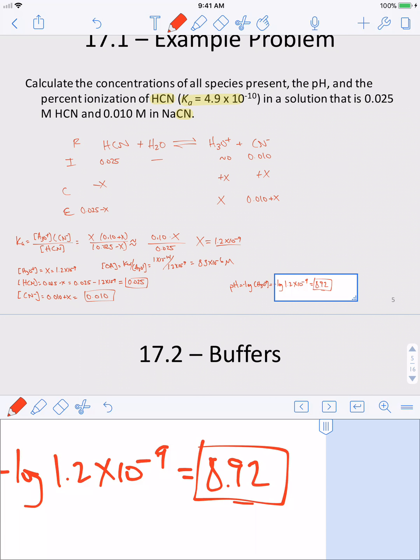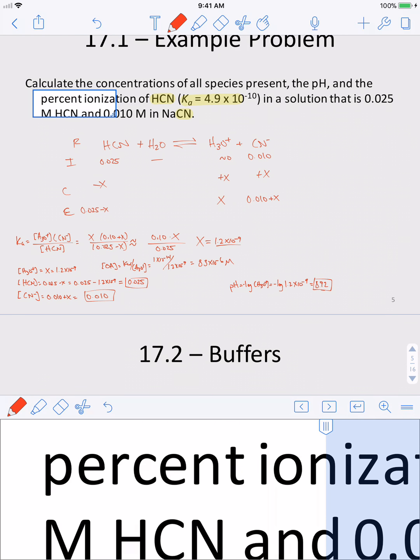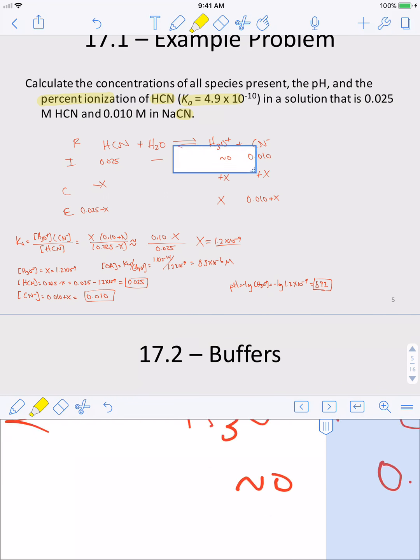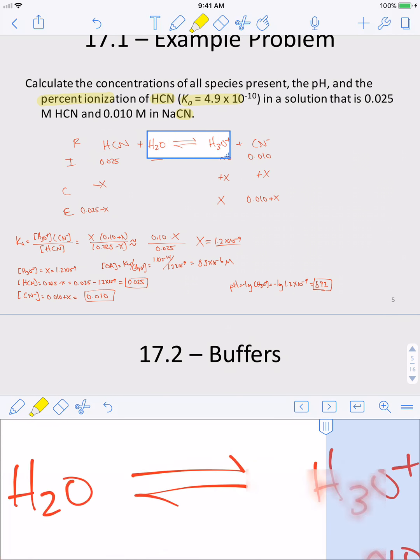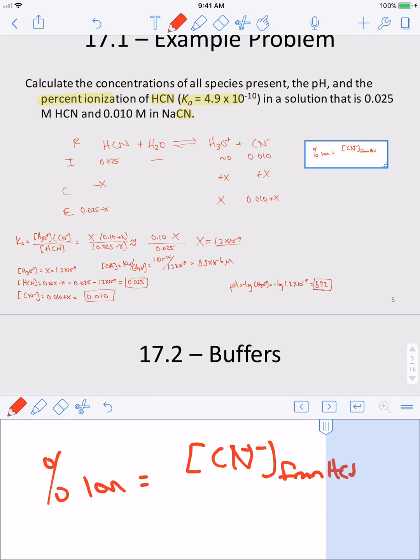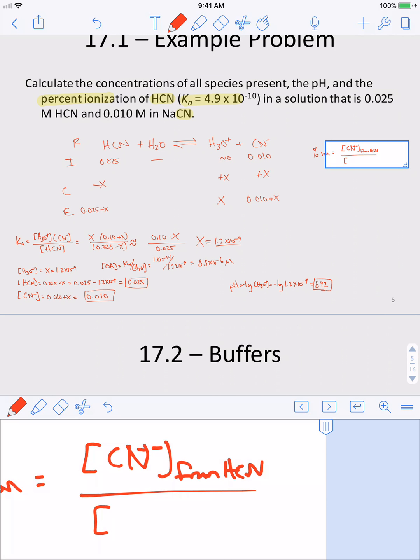And it also says percent ionization here, so we have to figure out percent ionization. That means, of the HCN that we added, how much of it is cyanide. So for percent ionization, we want the amount of CN minus from the acid divided by the amount of HCN originally.